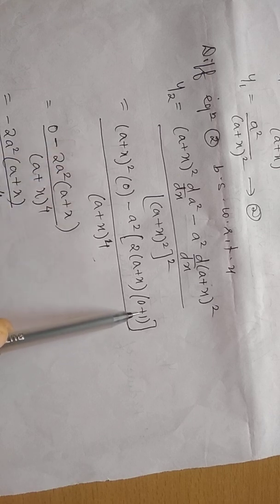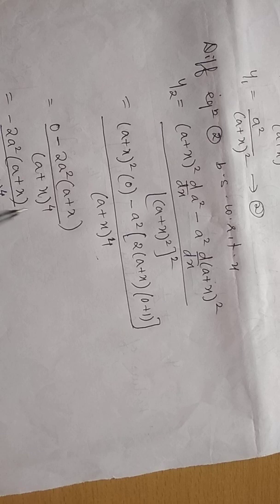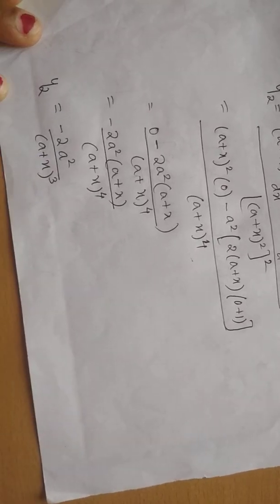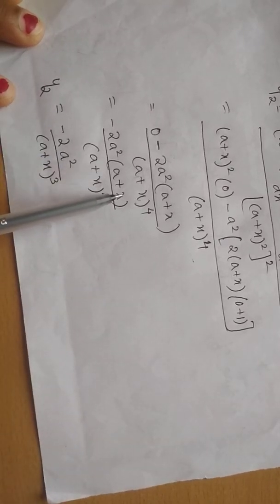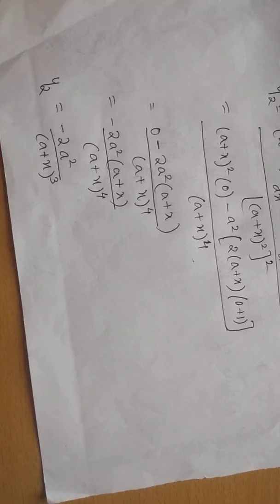0 plus 1 is 1, and 1 into 2 into (a+x) is 2(a+x). And the a^2 outside becomes minus 2a^2(a+x) upon (a+x)^4. Therefore, a+x is there in both, so one of the brackets will get cancelled. I am left with minus 2a^2 upon (a+x)^3. So we have got y1 and y2.